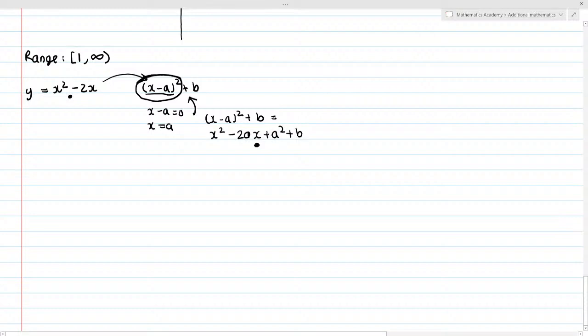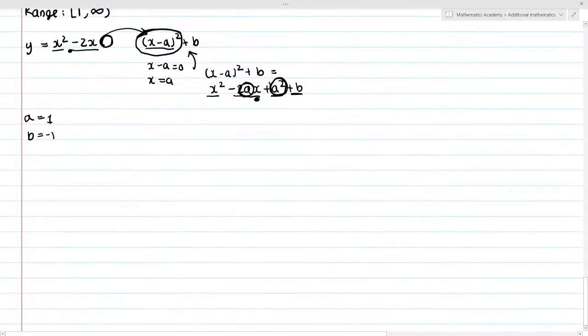For example, I can see that the x squareds already match. They're exactly the same. The negative 2x is almost the same as negative 2ax. In fact, the only difference is this factor of a here. And so that tells me that I need to choose a to be 1. But once I have a equals 1, then I have 1 squared here, but I only have 0 here. And so I need to choose b such that a squared plus b is 0 as well. And so b needs to be minus 1. So let's in fact try this.